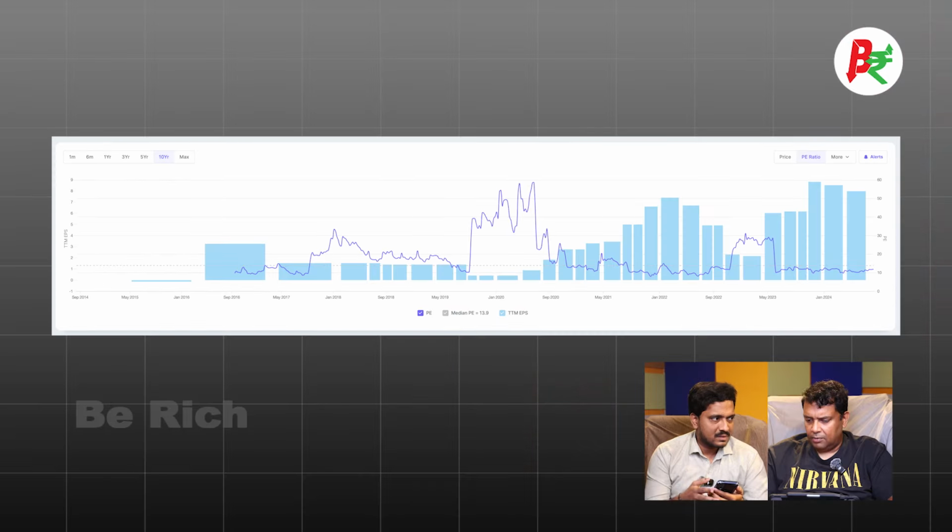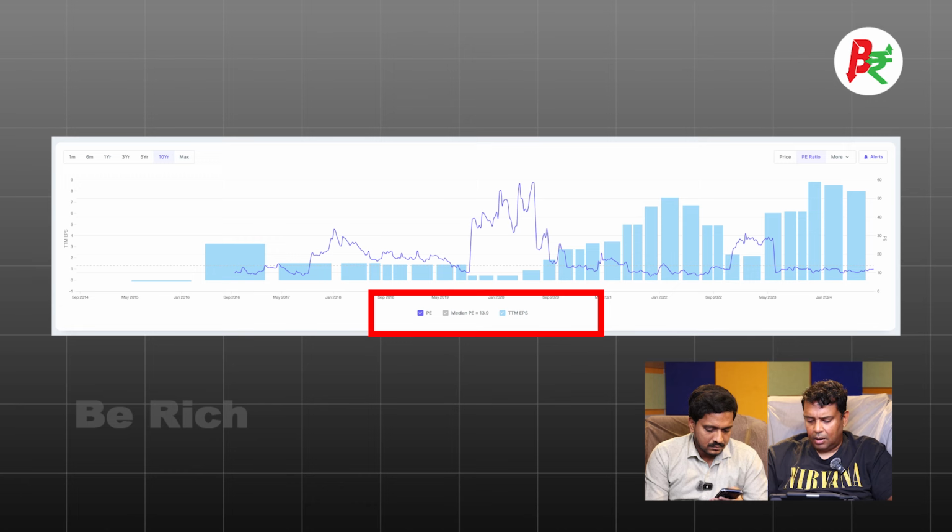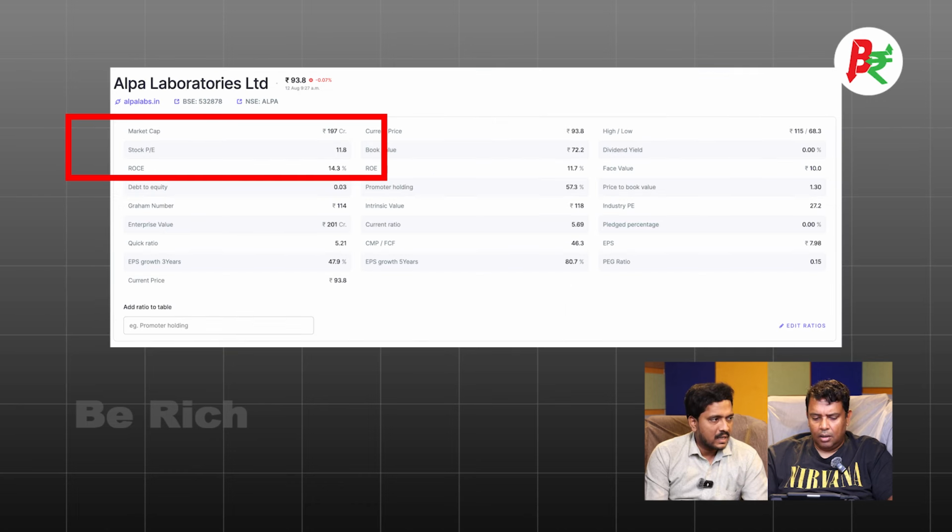Well, the company is very old. It's been doing business since 1988. But I think they only launched the IPO in 2014. I'm not able to see the detail. You have to check. Okay. So you see 10 years worth of data. If you see the PE, historically it's been trading around 14. Now it is at 11.8. So there is a bit of a gap.